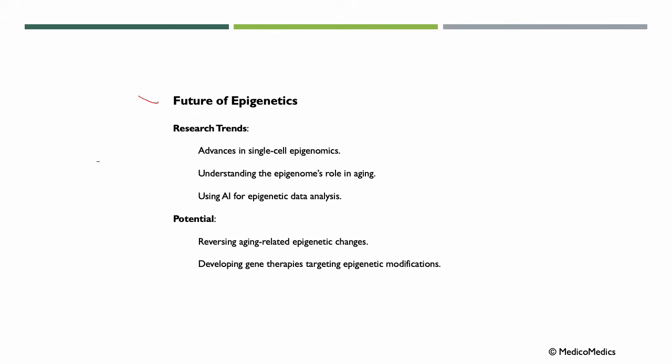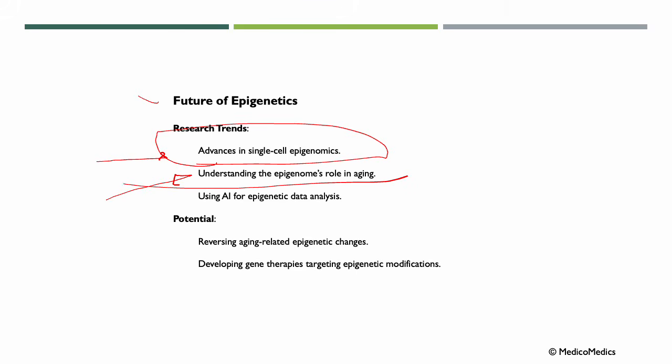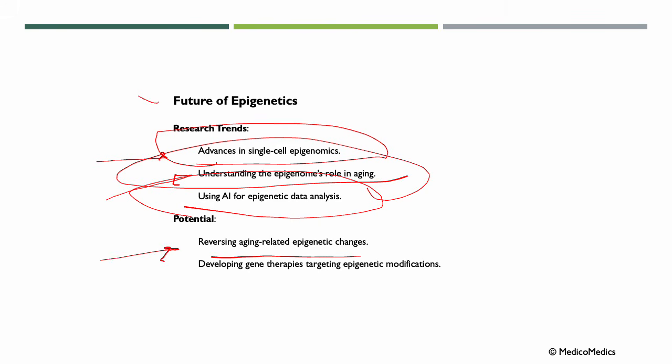What does the future hold then? So we have a lot of trends in research. So we have advances in single-cell epigenomics, understanding the epigenome's roles in aging, using AI for these analyses. Potentials include reversing aging-related epigenetic changes, developing gene therapies targeting epigenetic modifications.